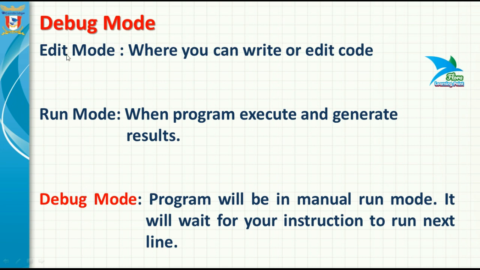Then next we have debug mode. Debug mode basically is an intermediate mode in between these two modes. So the program will be in a manual run mode. That means debug mode is a manual run mode where you will execute the program, but after execution of one line, the program will wait for your signal to execute another line.